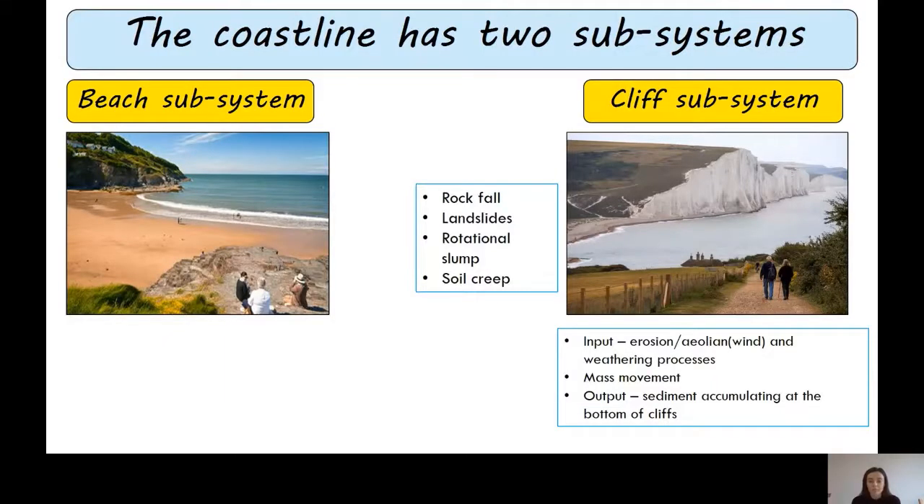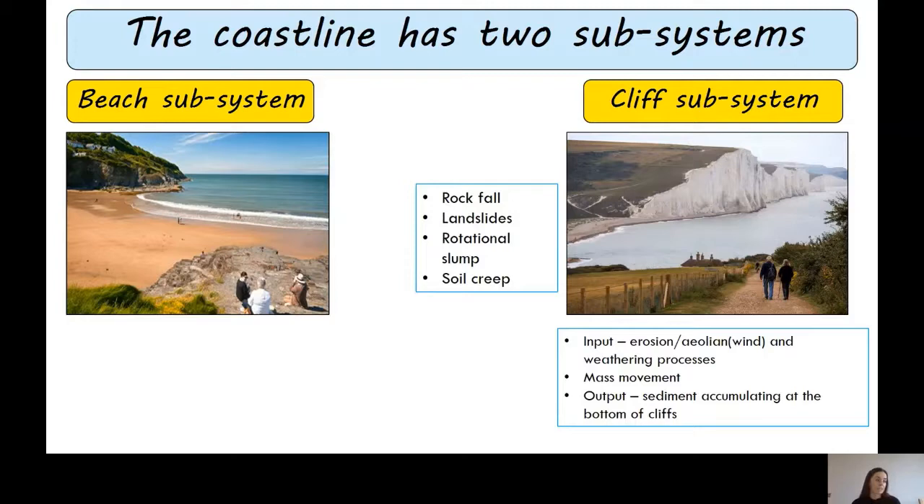You can also split the coastline system into 2 subsystems, which is the beach subsystem and the cliff subsystem. Now, the cliff subsystem has inputs of sub-aerial processes of weathering and atmospheric process of wind erosion, the transfer of cliff mass movement of falls, slips and slumps, and the output of sediment at the base of the cliff, which is either deposited or is transported by marine processes. These are all things we'll cover in detail further on in this presentation.